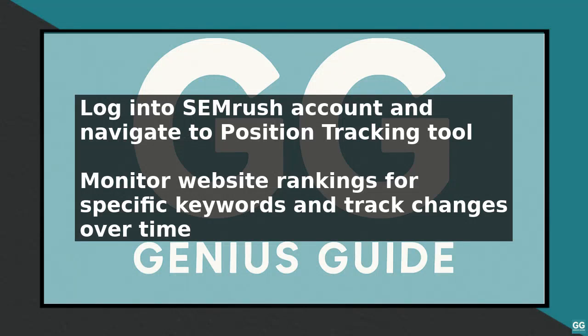To set up Semrush position tracking, start by logging into your Semrush account and navigating to the position tracking tool. This tool allows you to monitor your website's rankings for specific keywords and track changes over time. First, click on the Position Tracking tab and then click on the Set up Position Tracking button.